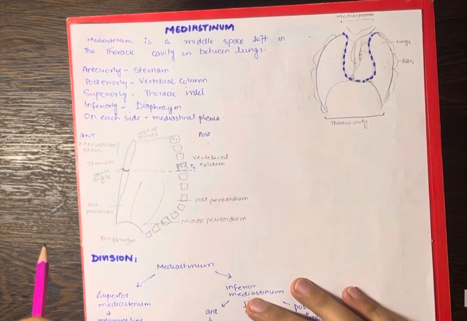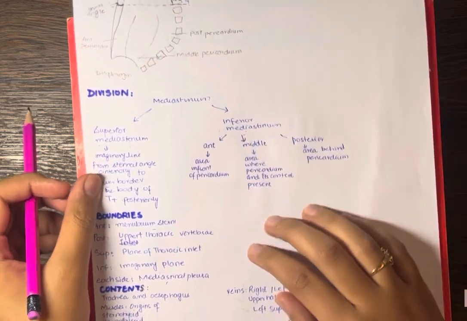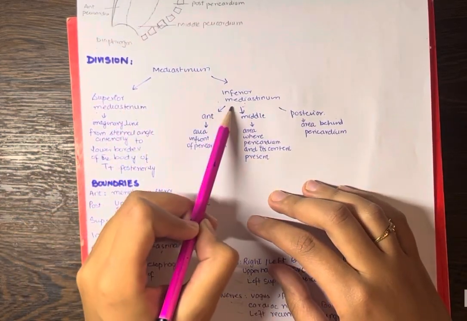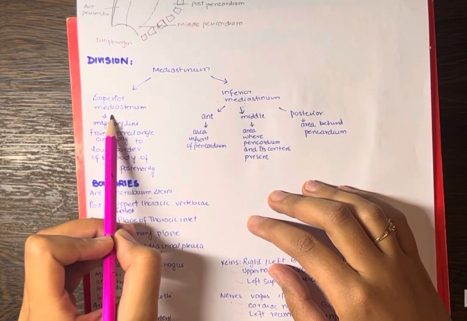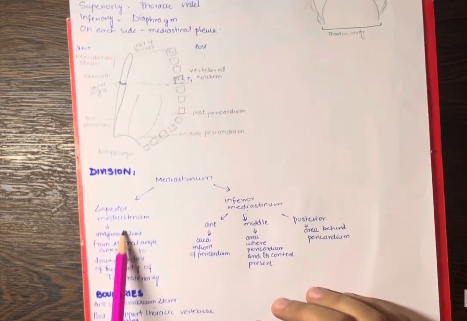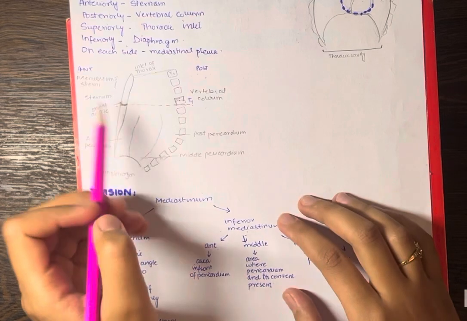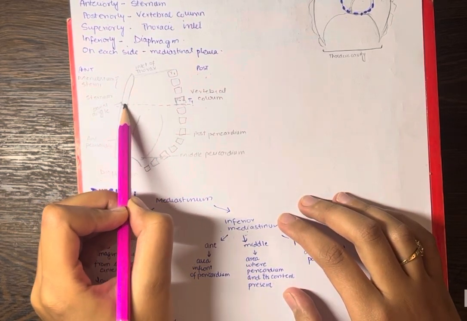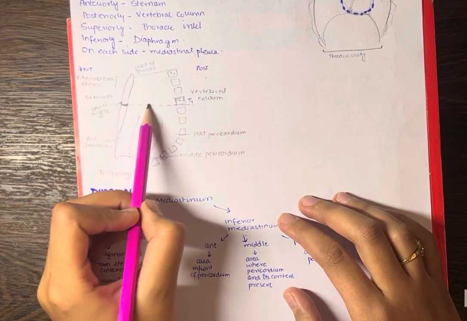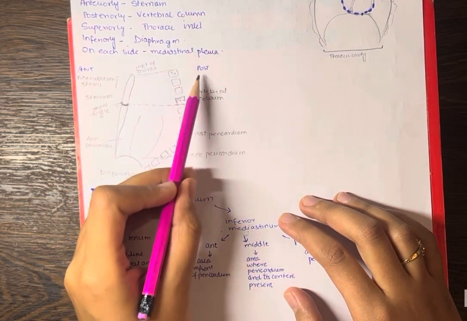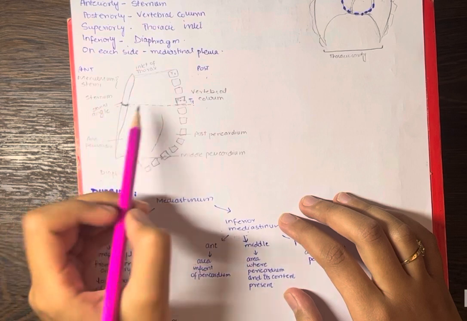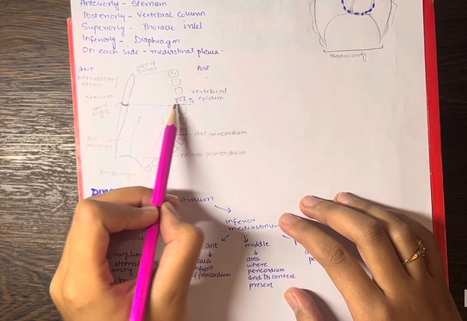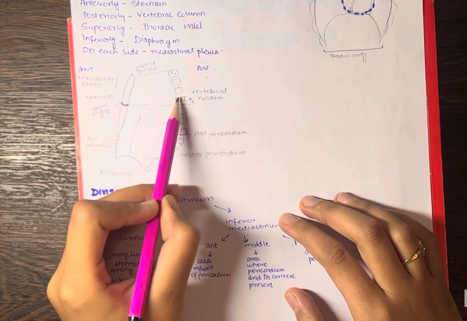Now let's talk about the division. The mediastinum is divided into the superior mediastinum and the inferior mediastinum. We'll talk about the superior mediastinum today. Let's draw an imaginary line from the sternal angle anteriorly towards the lower border of T4 posteriorly. This imaginary line is also the inferior border of the superior mediastinum. This is the superior mediastinum.